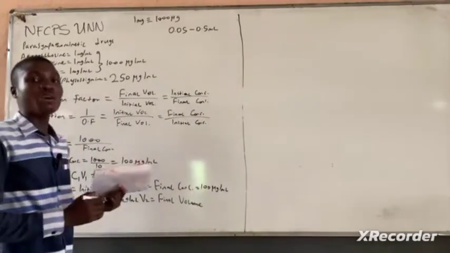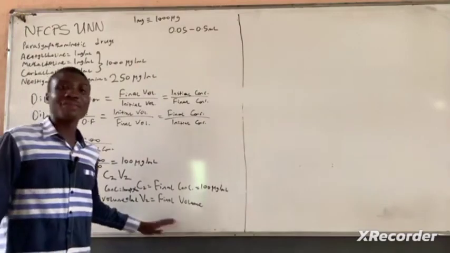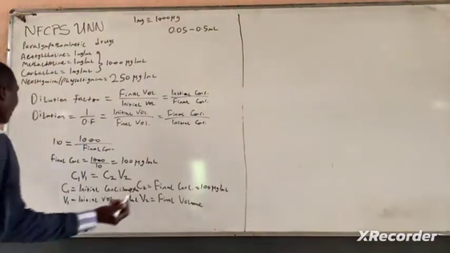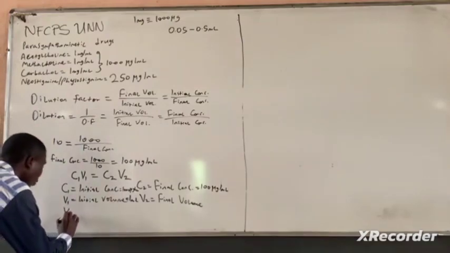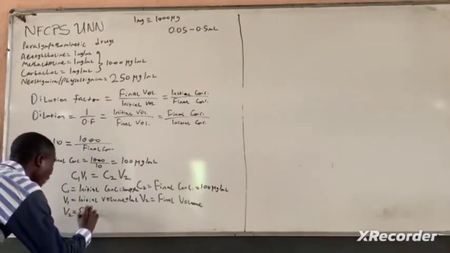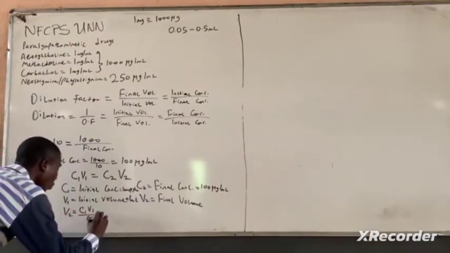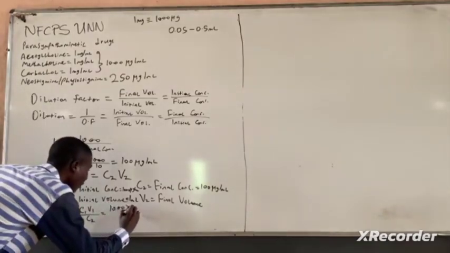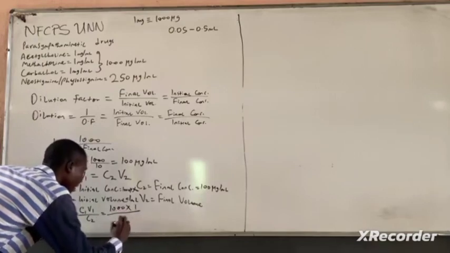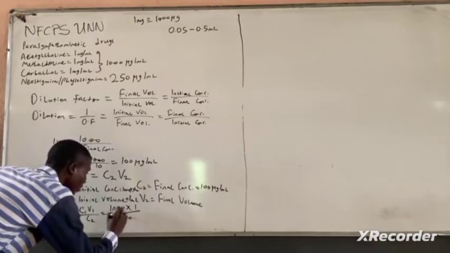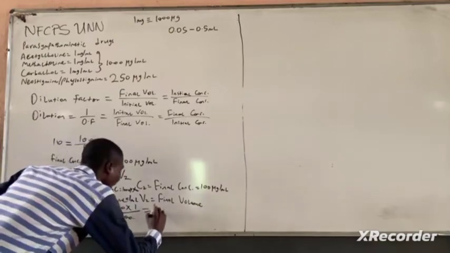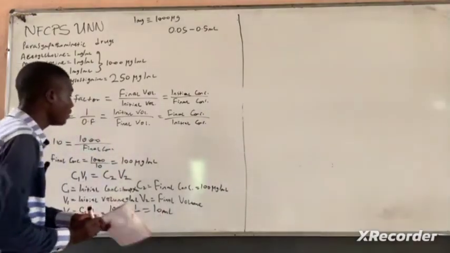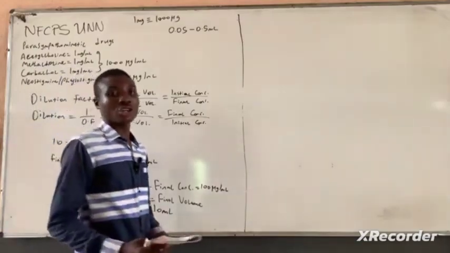So the only variable left to be decided is the final volume, which is V2. So how can we calculate V2? By simply making V2 the subject of the formula. So V2 is equal to C1V1 over C2. And we can calculate that now. C1 is 1000, our V1 is 1 ml, and our C2 is 100. This is going to cancel this, and then what we have here is 10 ml. So it simply means that the final volume after dilution is going to be 10 ml.